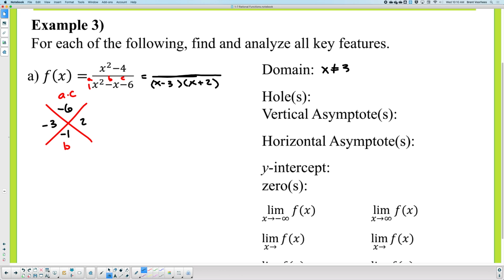So x cannot equal 3. What else could x not equal? Negative 2. Good, because that's what you're looking at. It could not equal 3, and it could not equal negative 2. Other than that, x could be all reals. So it's all reals except for those values.